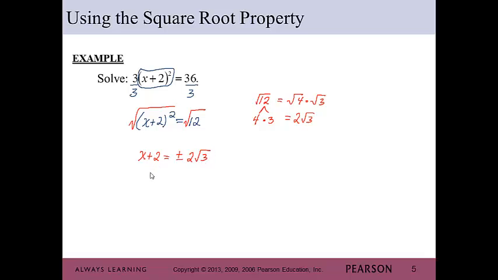Now you need to solve for x, so subtract 2 on both sides. And you have x equals negative 2 plus or minus 2 square roots of 3.